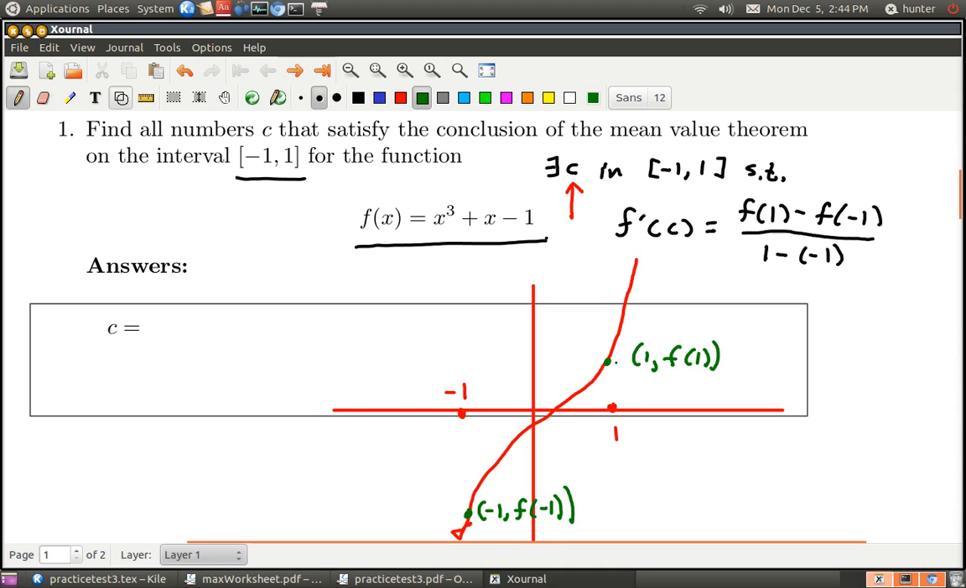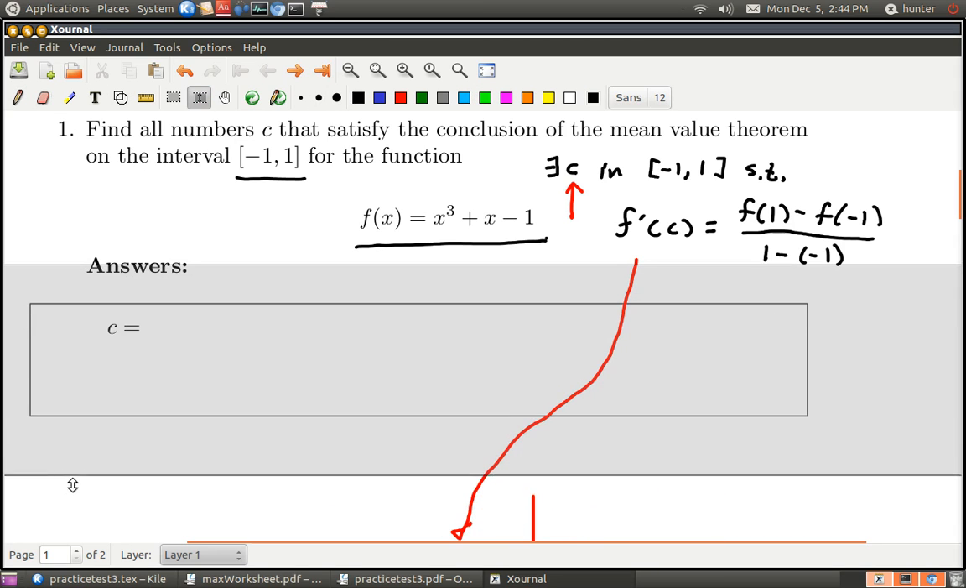And there's a line that connects these two, which I call the secant line. And what the mean value theorem is saying is that there must be some c in here, so that the tangent line at the point on the graph below c is parallel to the secant line connecting the endpoints of the given interval. Alright, so that's the picture, and it's not really necessary to know the picture to do this problem.